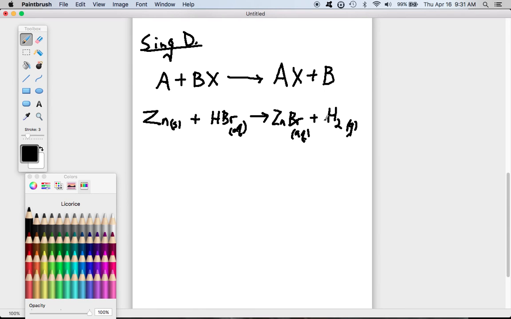But once again, we're not balanced out. This one's pretty straightforward. I can find my mouse here. And you just need a 2 right there. Done. Single displacement.